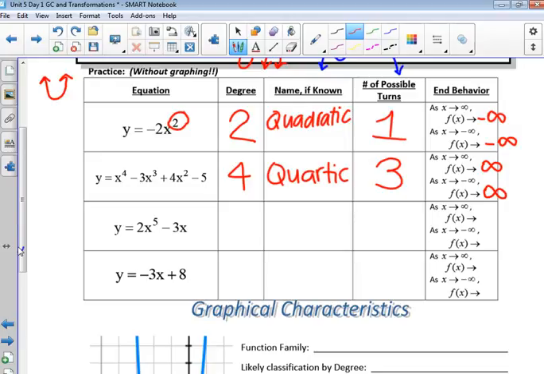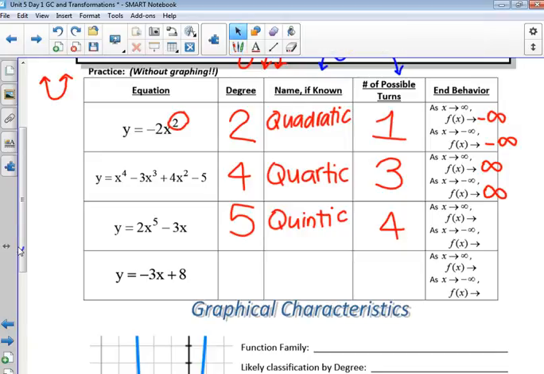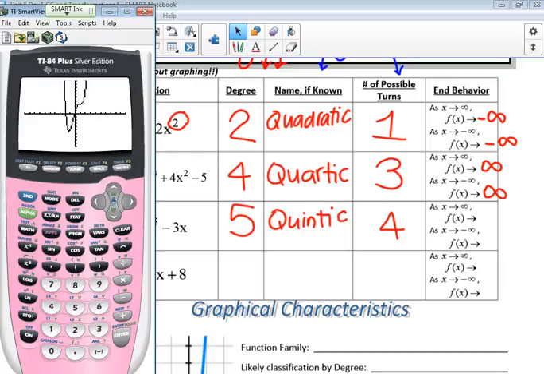Next one, what's the degree? What do we call that? Quintic. Linear, quadratic, cubic, quartic, quintic. Say it. Number of possible terms. One less than the degree is 4. Okay. So again, these are hard to memorize. So go into the calculator and see if you can see what it looks like. Okay. So go ahead. Type it in.